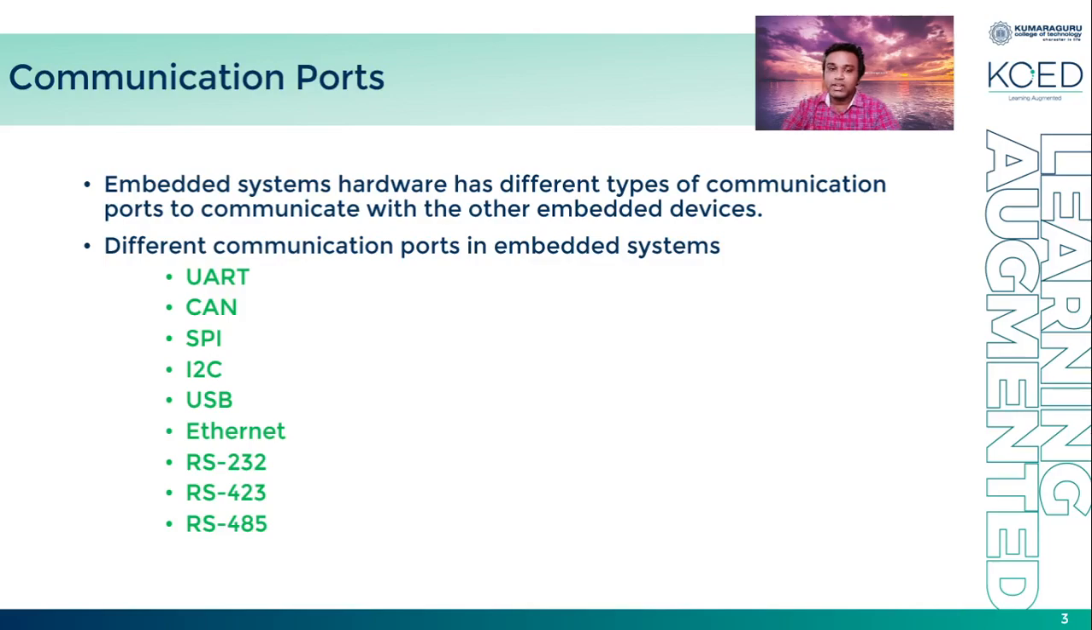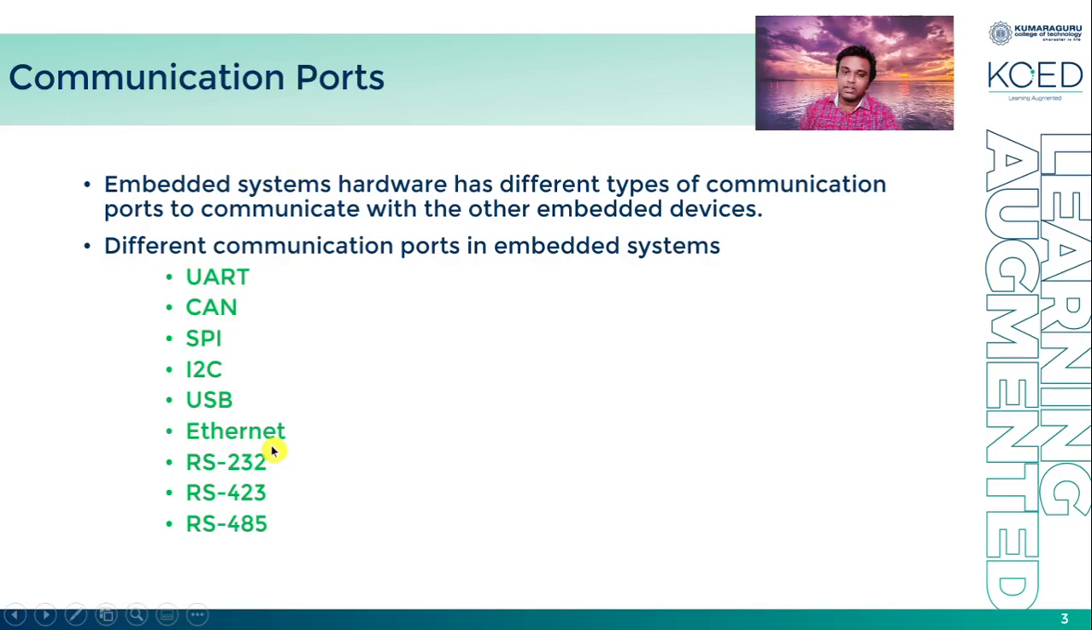There are various types of communication protocols, and some of them are UART, CAN protocol, SPI, that is Serial Peripheral Interface, and I2C protocol, the inter-integrated circuit. Mostly SPI and I2C are most commonly used in small scale embedded based systems, and USB. Ethernet, RS-232, RS-423, and RS-485 are used for network communication protocols.